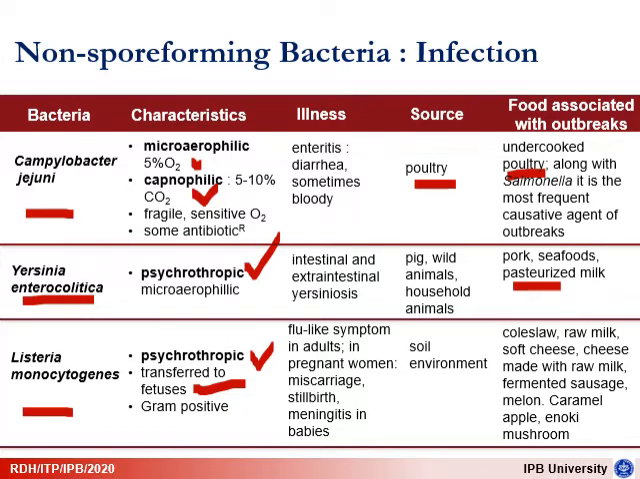So it causes only flu-like symptoms in adults, but in pregnant women it can cause miscarriage, stillbirth, and meningitis. Several outbreaks have been reported with Listeria monocytogenes. Coleslaw, raw milk, soft cheese, caramel apple, and enoki mushroom have been associated with Listeria monocytogenes outbreaks.